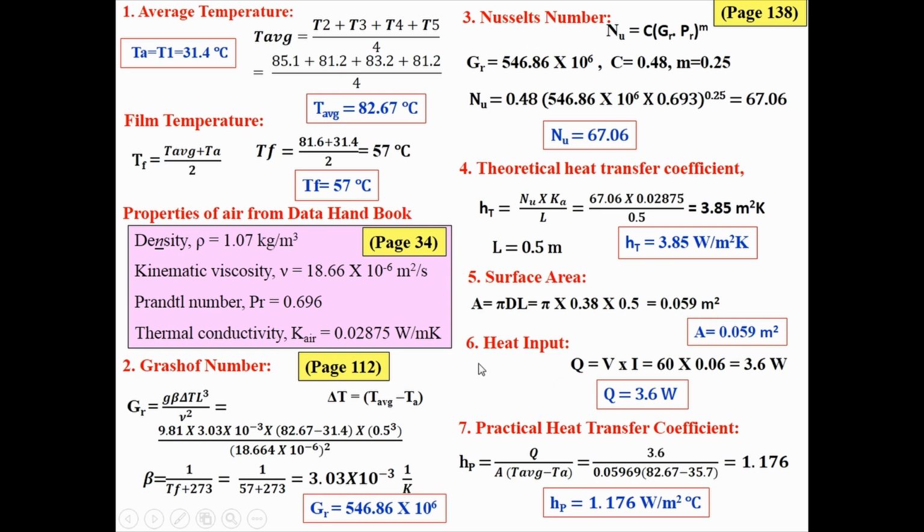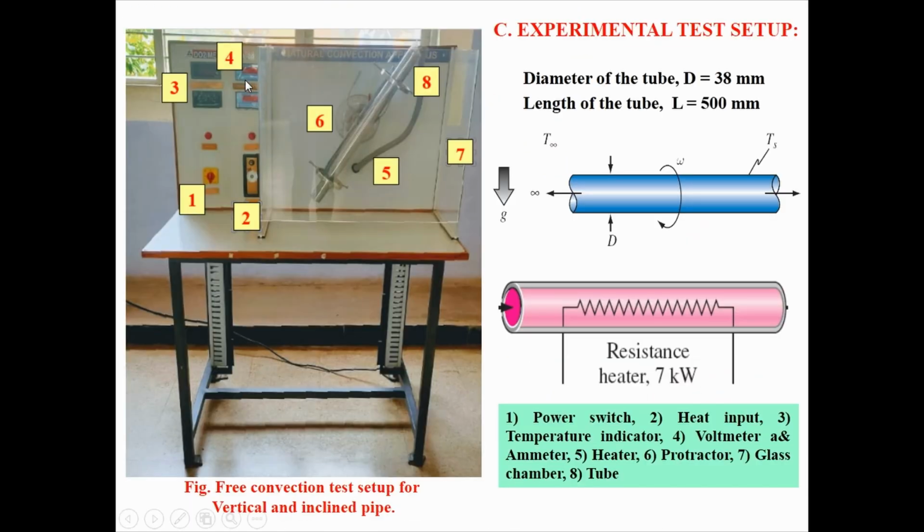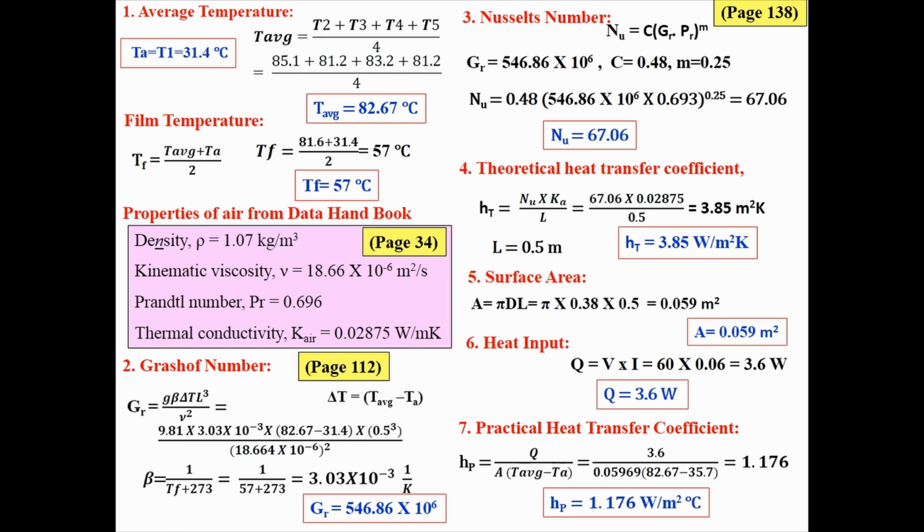After this, heat input can also be calculated because you have set the voltage and current here, right? With the help of this voltage and current, I can calculate the heat. We have an equation, that is Q is equal to V into I, voltage into current. What is the voltage? 60. What is the current we have set? That is 0.06. Then multiply, you will get 3.6 watt. Sorry, this is nothing but the heat input, that is Q is equal to 3.6 watt.